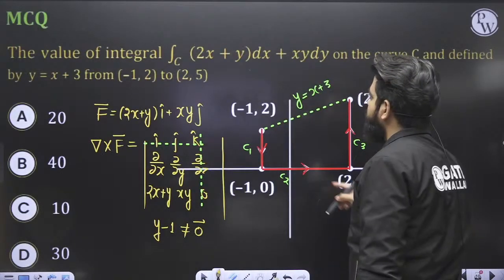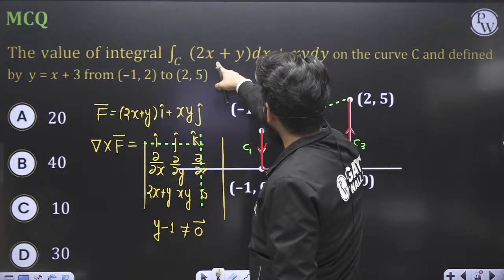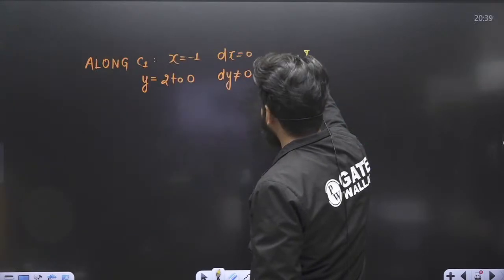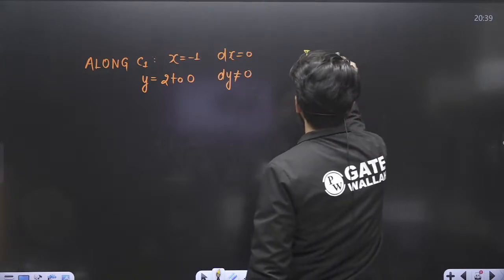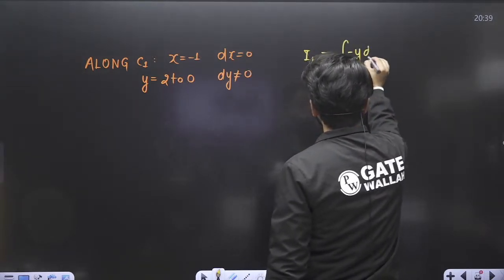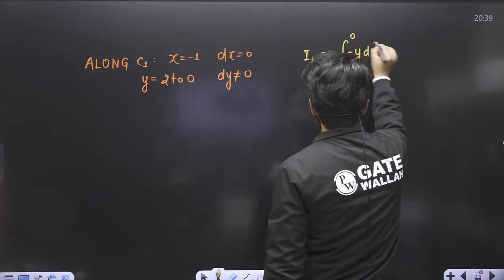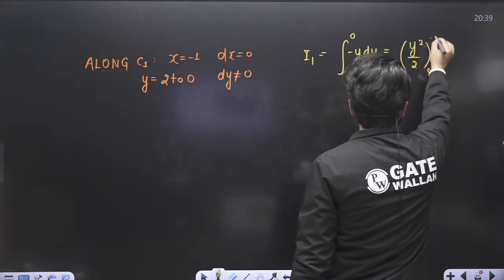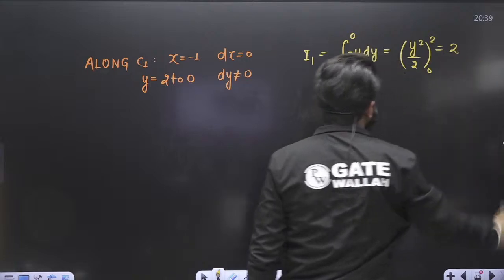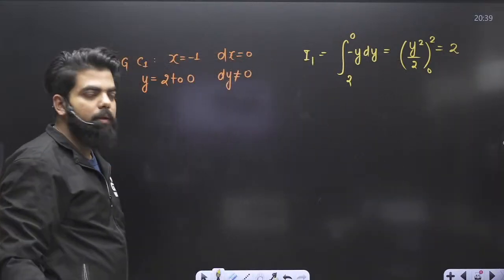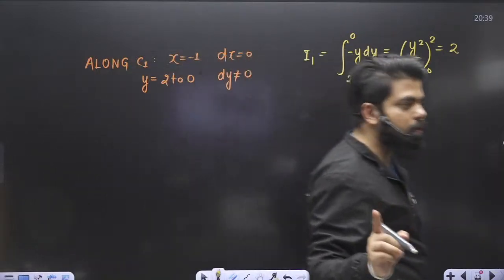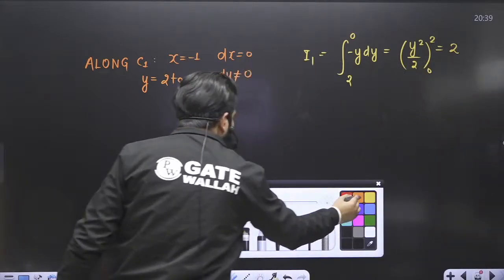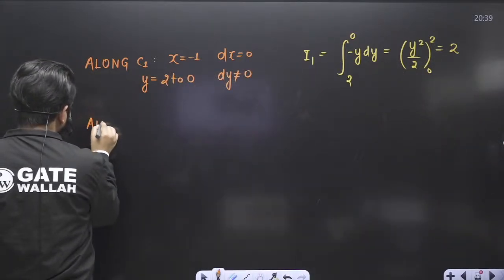Put the value of x as minus 1 and put dx equal to 0. So in this case you have to put x as minus 1, minus y dy from 2 to 0. This becomes y square by 2, from 0 to 2, and the value comes out to be 2. For the first part, the value should have been equal to 2. Perfect.